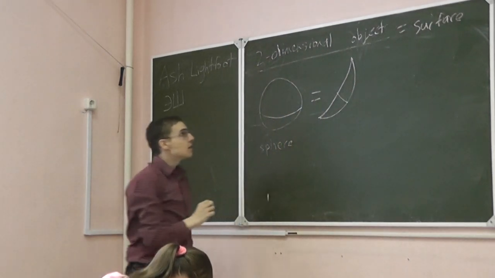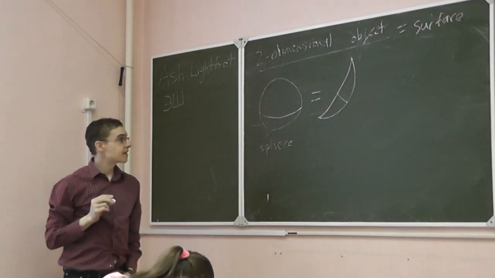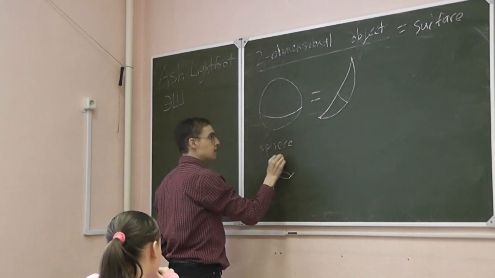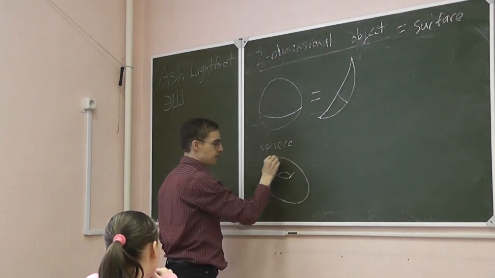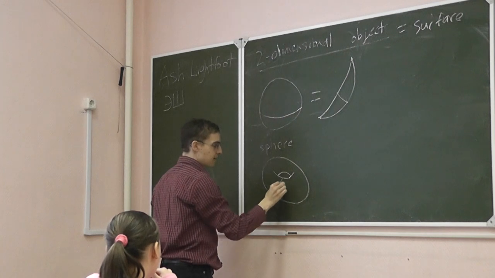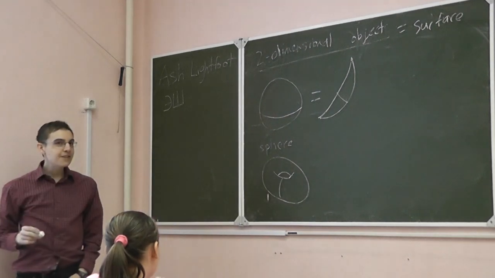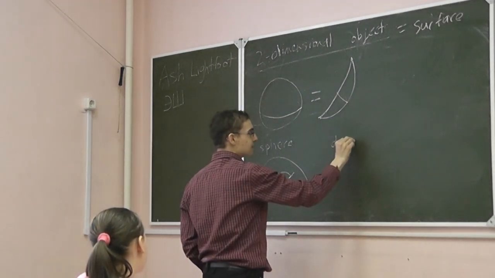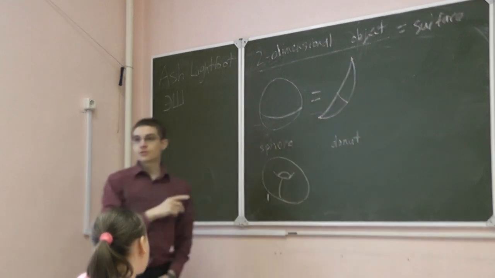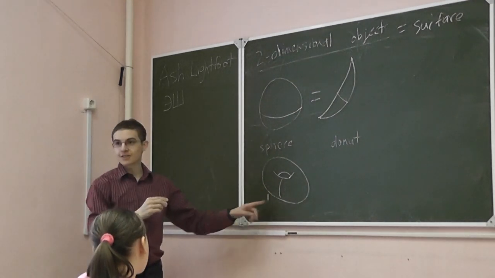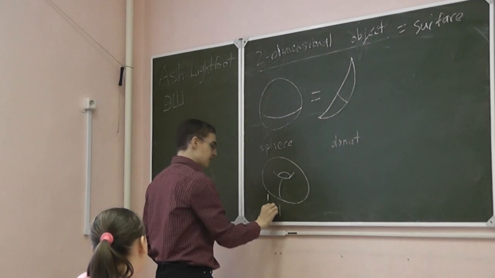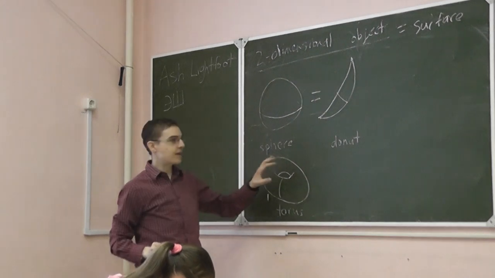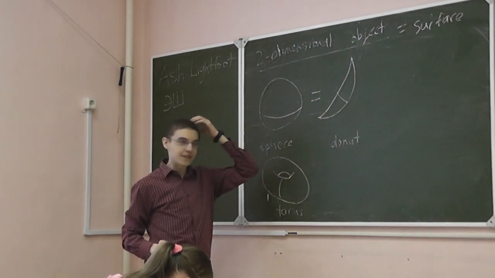What are some other objects? Another one, which we'll construct today, is a torus. So this is called a torus. And the torus is the boundary or the surface of what we say in English, a donut.